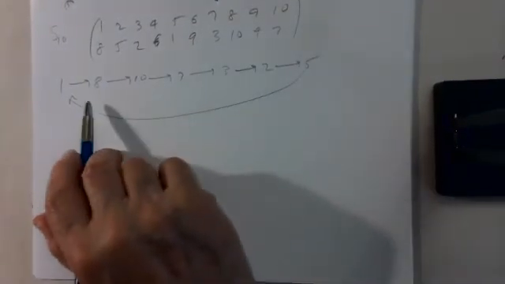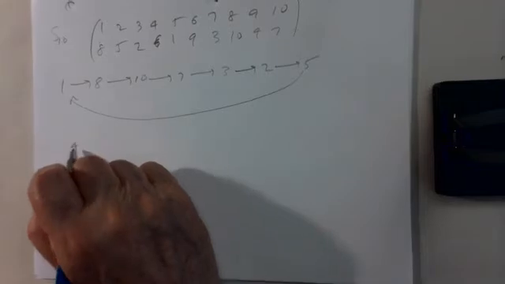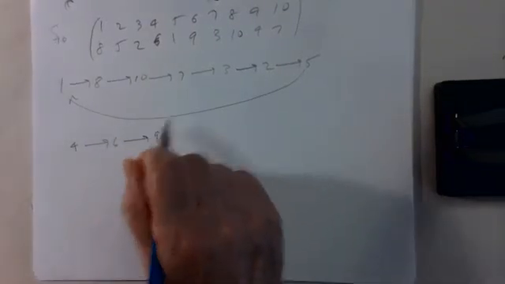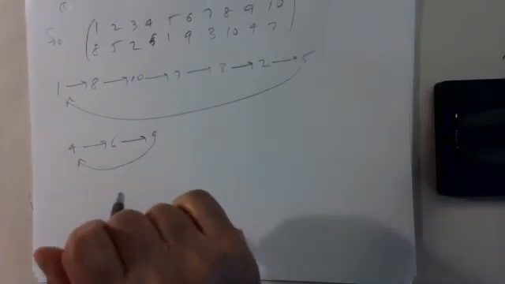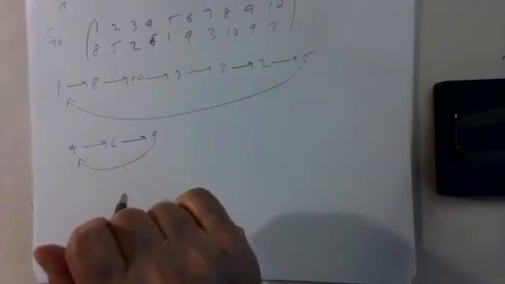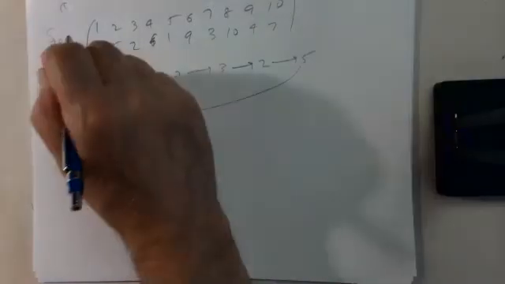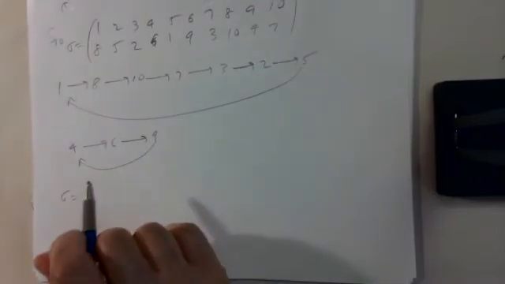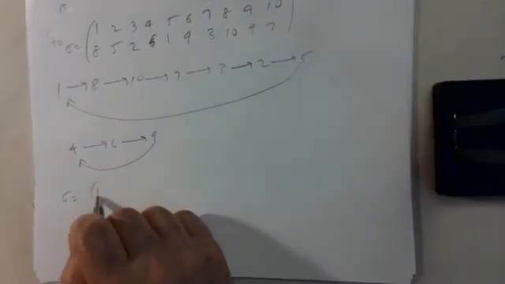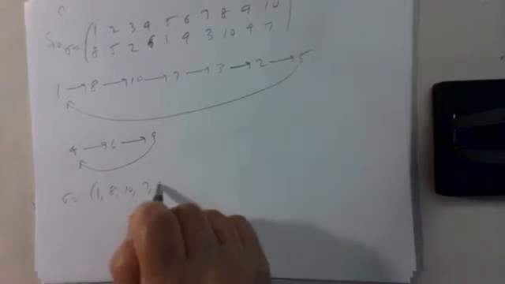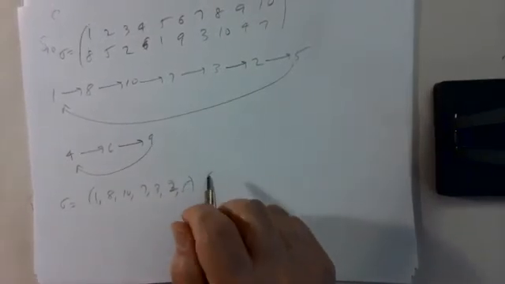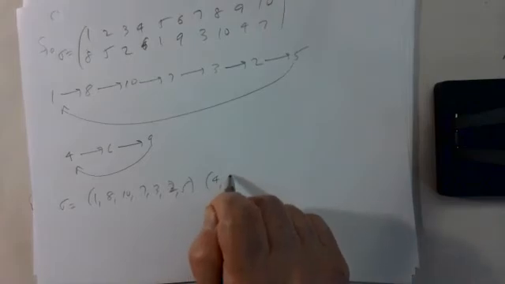What numbers haven't we used here? Well, we haven't used 4. Let's look at 4. 4 goes to 6. 6 goes to 9. And 9 goes back to 4. So this permutation, let me call it sigma, decomposes into 2 cycles. You have the cycle 1 goes to 8, goes to 10, goes to 7, goes to 3, goes to 2, goes to 5, times the cycle that sends 4 to 6 to 9.